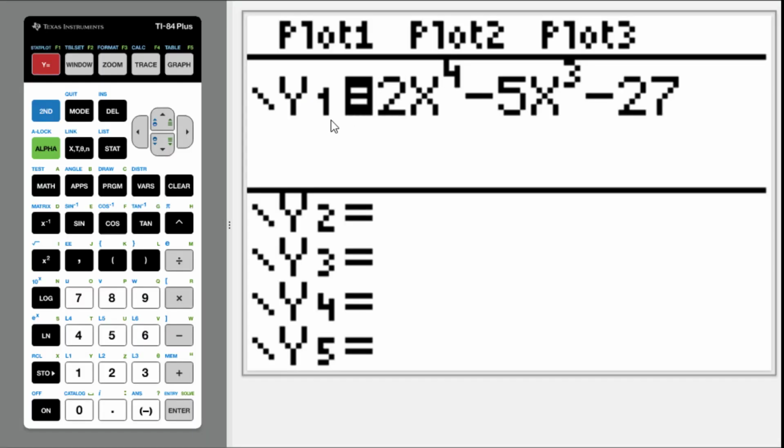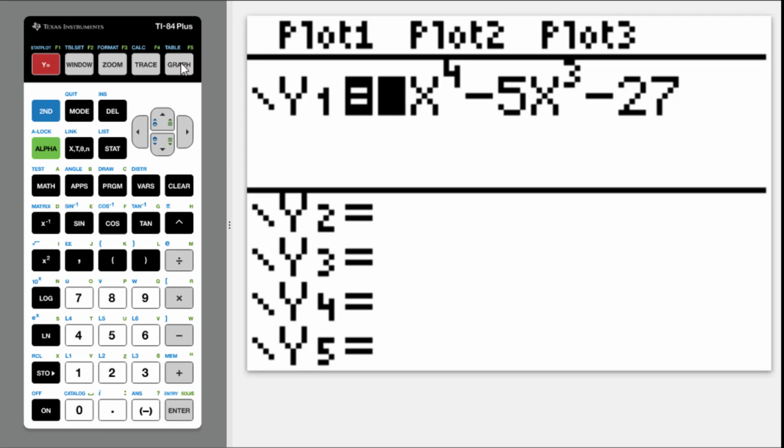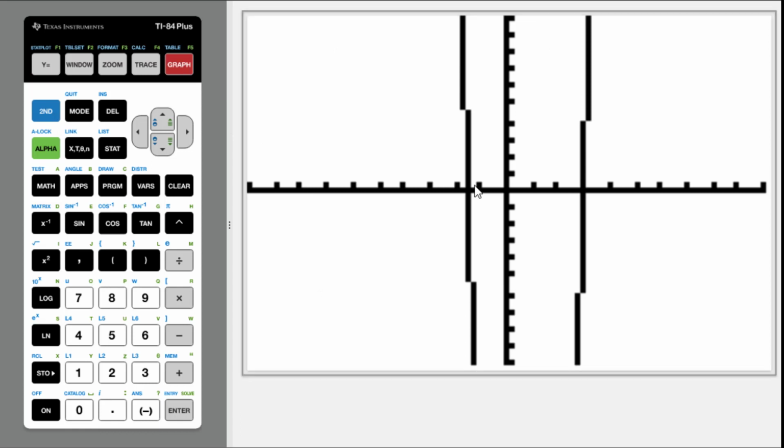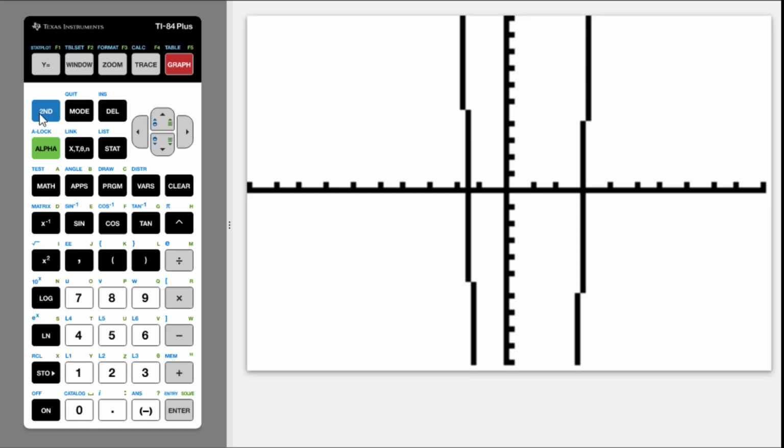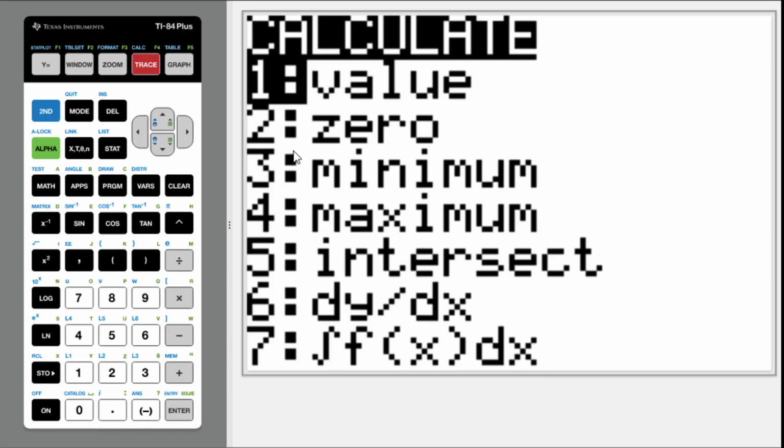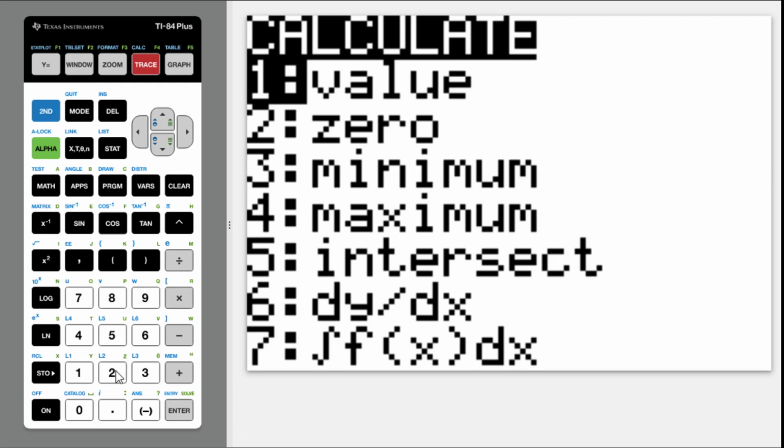Go to y equals, we put in 2x to the fourth power minus 5x to the third power minus 27. Then graph. We need to figure out these two roots. This one is a positive 3. Let's use a calculator to verify.